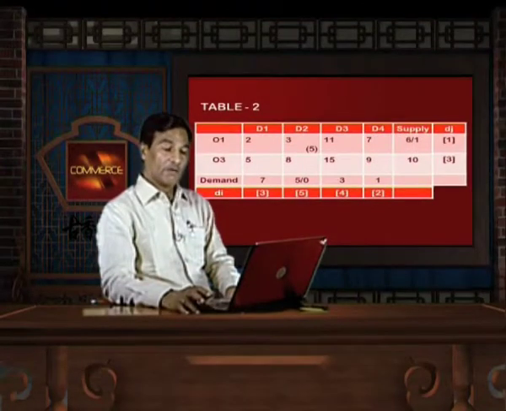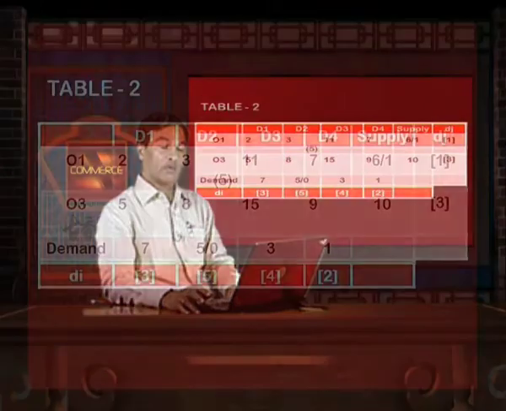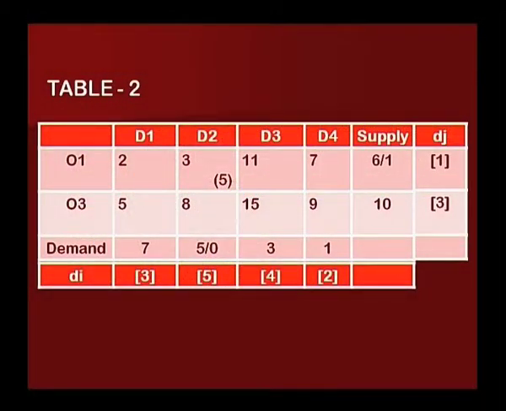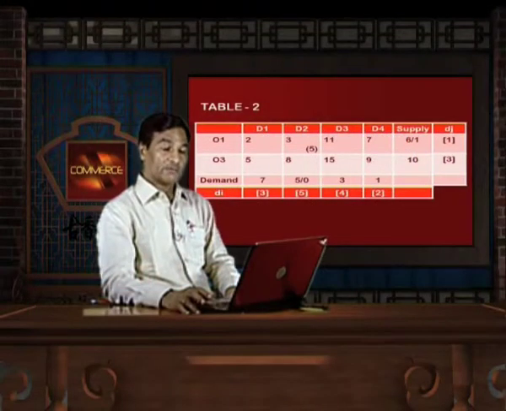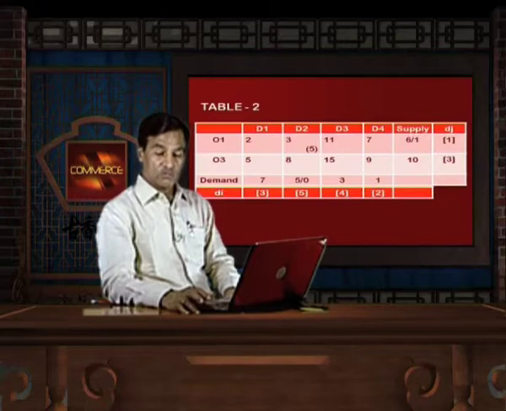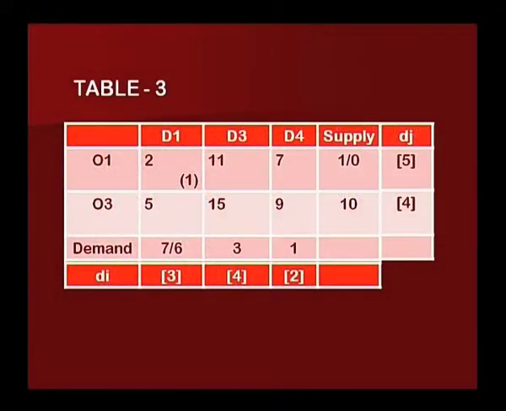The maximum value of the difference here is in the column D2. So, we enter in D2, the minimum value cell here is D2O1 with cost 3. We allocate 5 to this. In the next table, we will form the table without this column D2 as follows. Table 3 here is with origins O1 and O3 and with destinations D1, D3, D4. Supply here is 1 and 10, demand here are 7, 3 and 1.